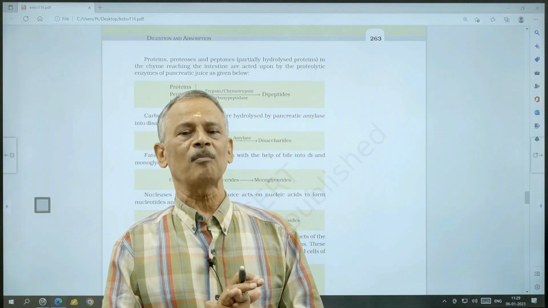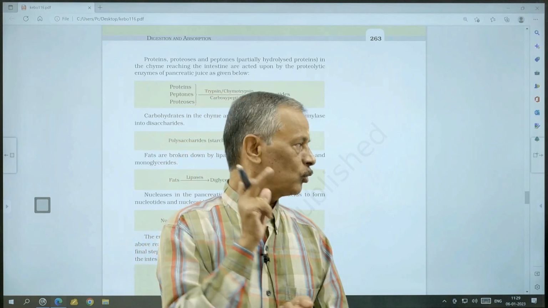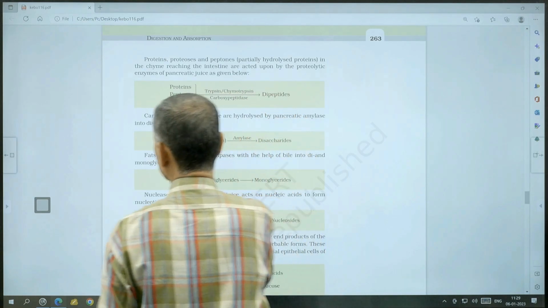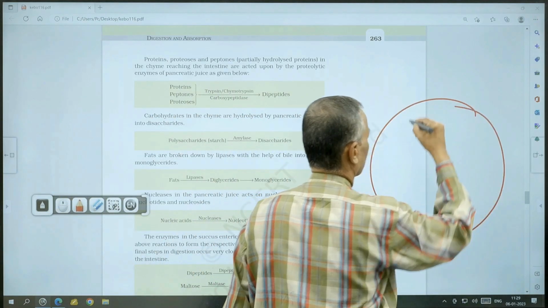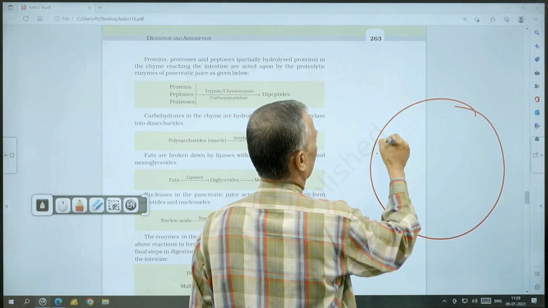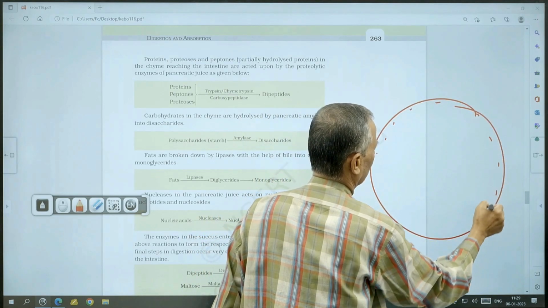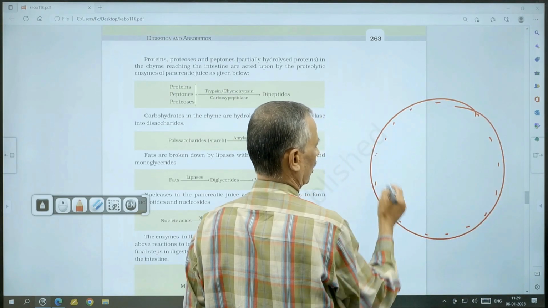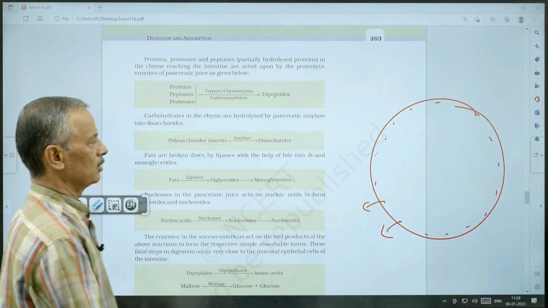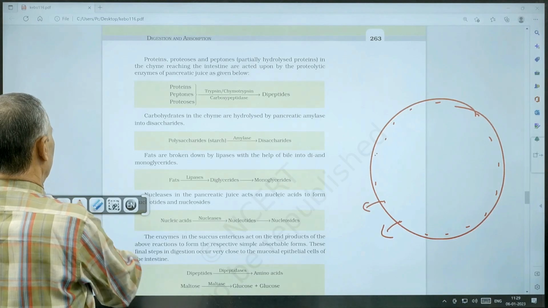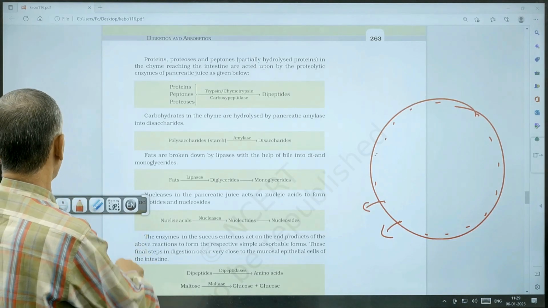The final and complete digestion takes place very close to the epithelium, so that immediately after digestion they will be absorbed. Let us see what are the enzymes that are present here.